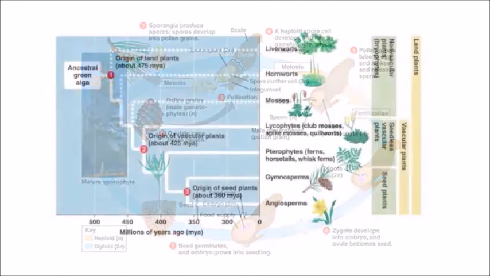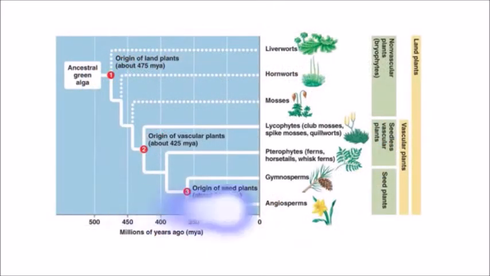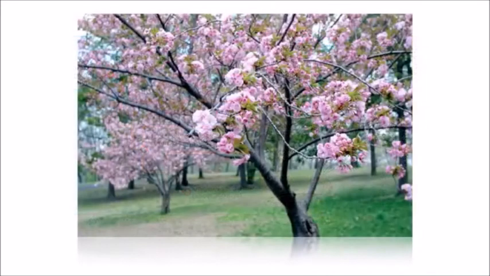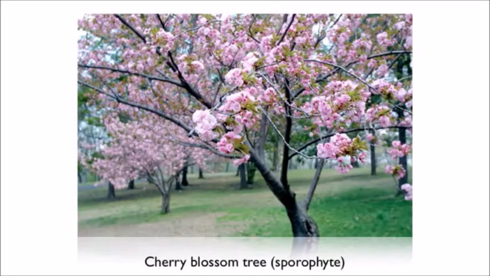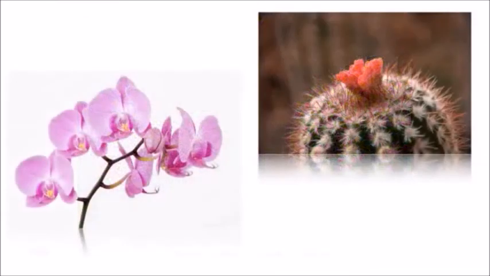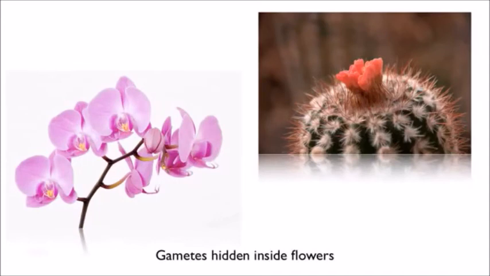The most advanced of all plants, and certainly the most beautiful by most people's estimation, are the angiosperms. And these are the flowering plants. This is a cherry blossom tree, and in nature, what dominates in angiosperms is the sporophyte. And the gametes are actually hidden inside the flowers. So the flower is the sex organ of the flowering plant.